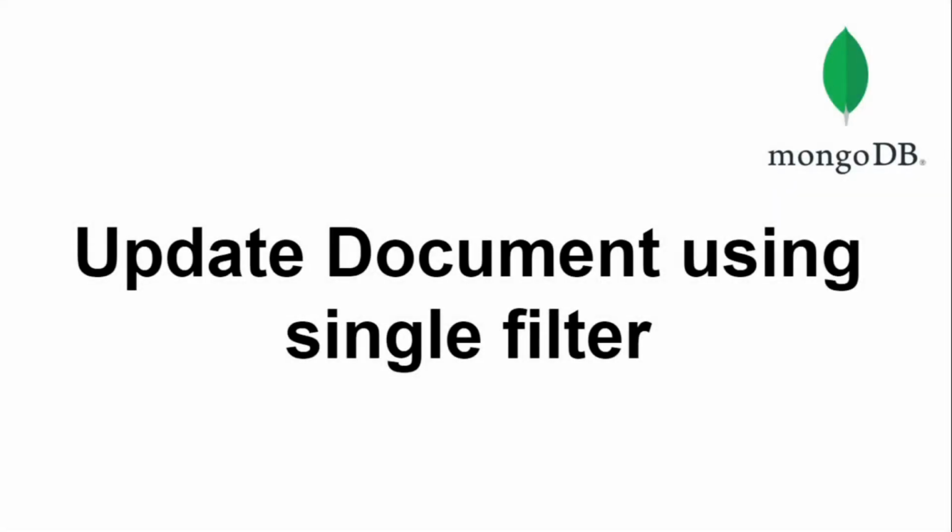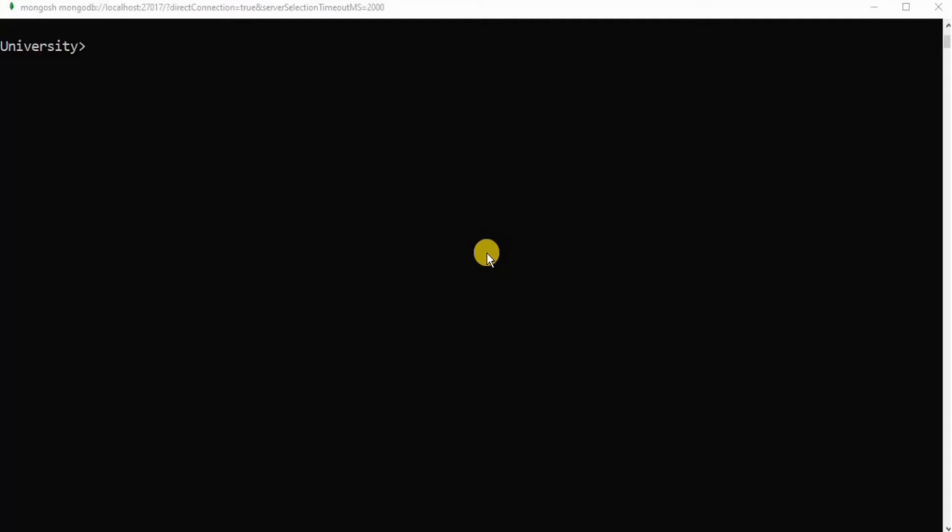Welcome back. In this video, I'm going to show you how you can update documents present inside the collection using a single filter. In the previous video of the section, you have seen how you can create or insert a single document inside MongoDB, and then you also saw how you can create and insert multiple documents at once inside the collection. Now we'll move one step further and we'll see how you can update any document present inside the collection. So the most important thing that needs to be done in order to update the document is to use a filter.